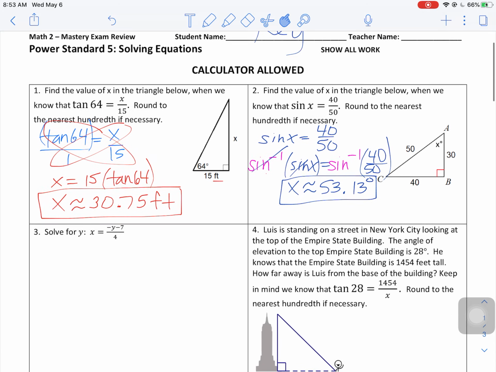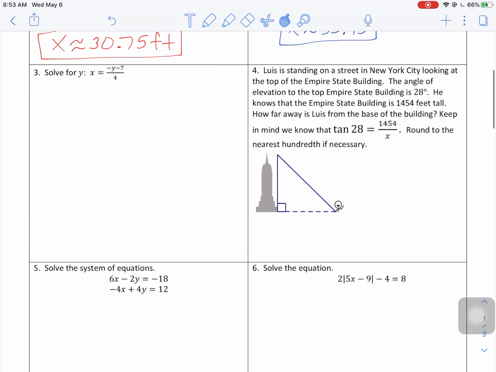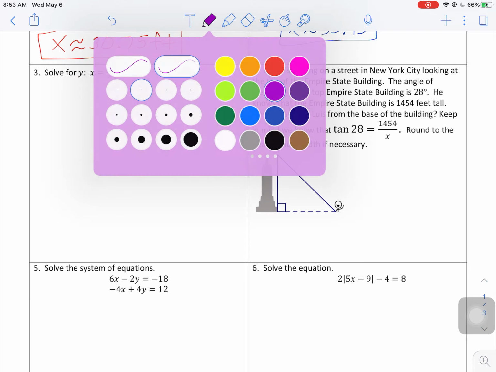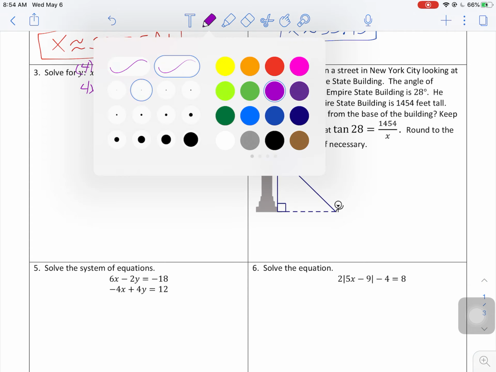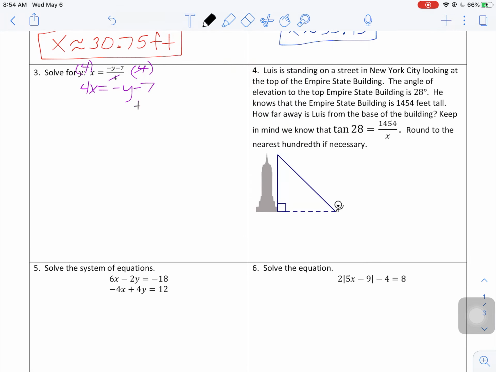Looking at number 3, we want to solve for y. So we're going to want to just get y all by itself by doing order of operations backwards. So in order to get rid of that division by 4, I'm going to multiply both sides of the equation by 4. So I get 4x equals negative y minus 7 because the 4's cancel out. Then I need to get rid of the negative 7 by adding 7 to both sides of the equation.